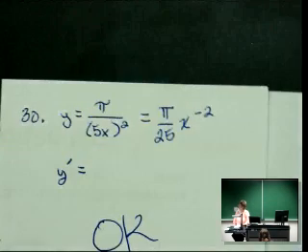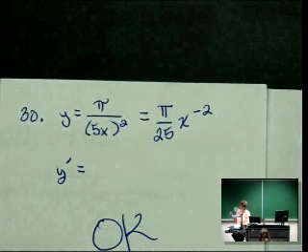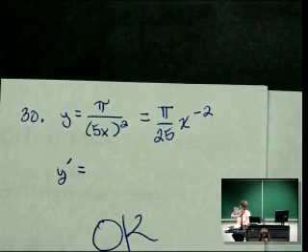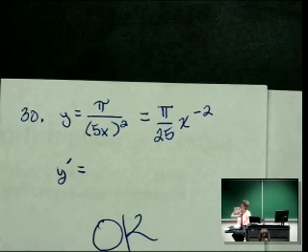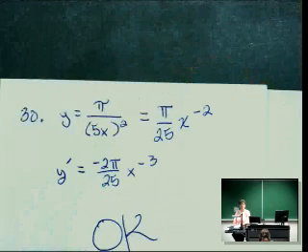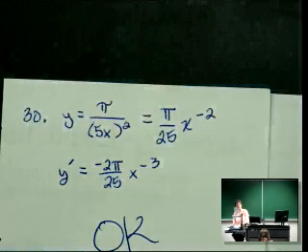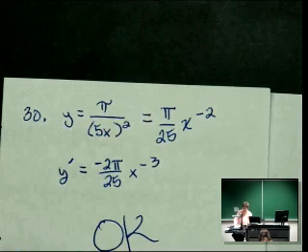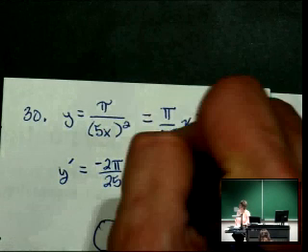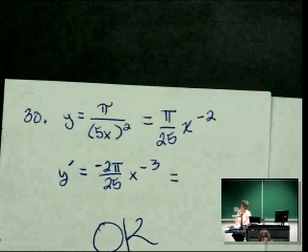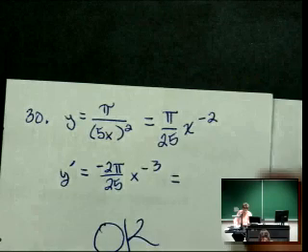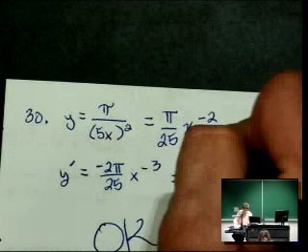What's the derivative of pi over 25 x to the negative 2? Negative 2 pi over 25 x to the negative 3. But I'm not going to leave negative exponents in my answer, so I would write that as -2 pi over 25 x to the 3rd. Beautiful.